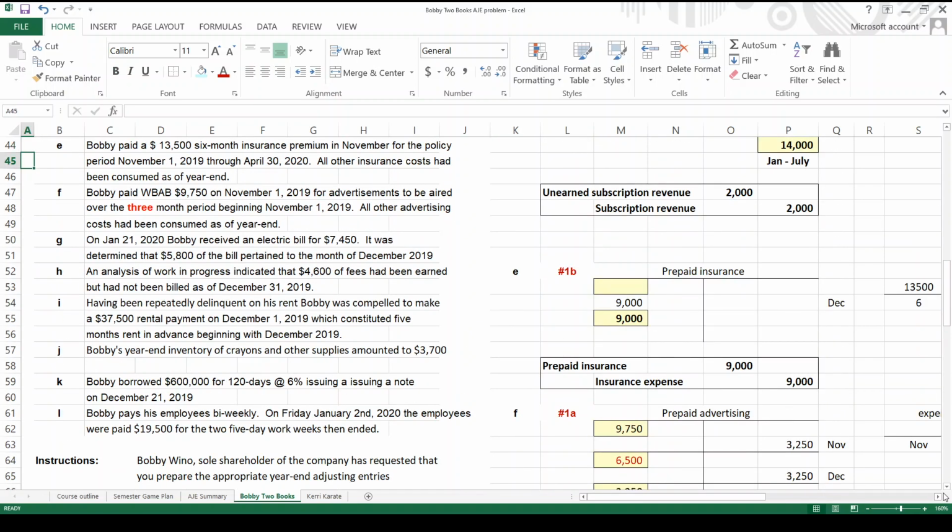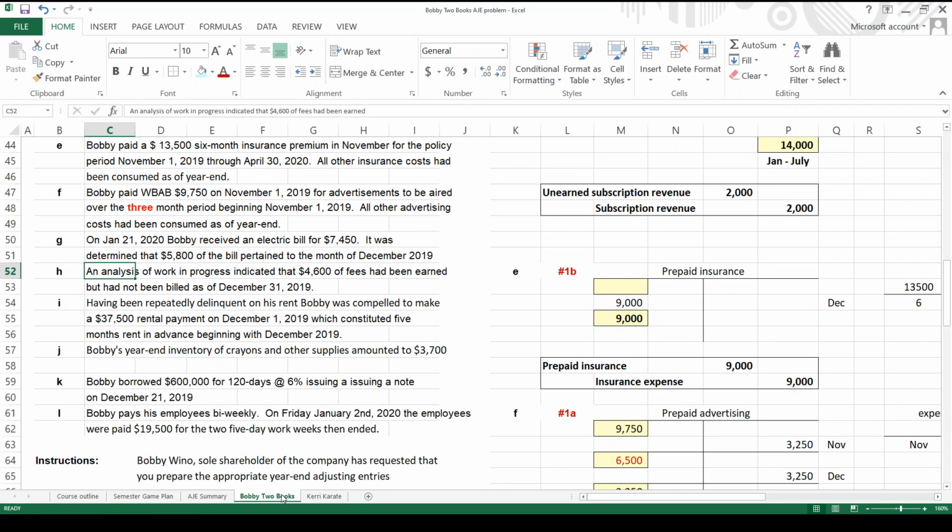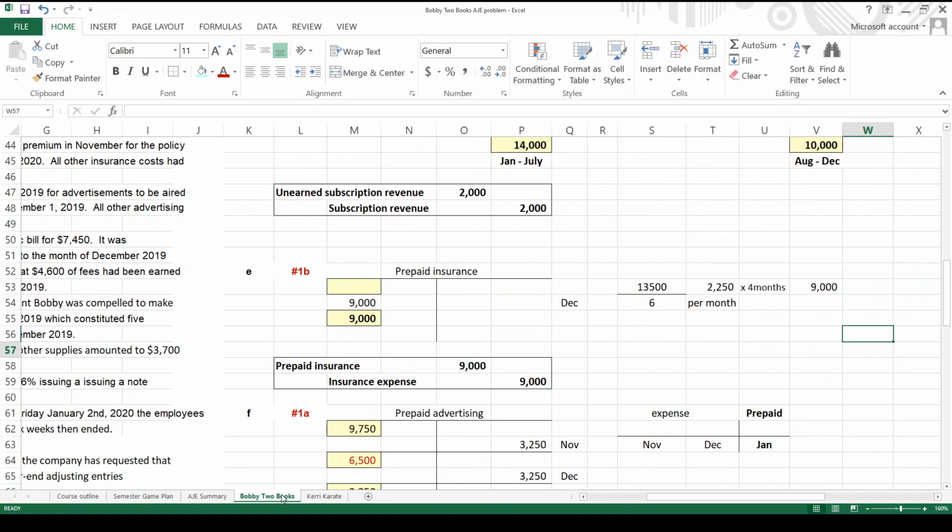We're off to letter H. H is in Dirty Harry. Okay, says work in progress indicated $4,600 of fees had been earned but not billed. This is an unrecorded revenue or income item, which is one of these babies over here, right? So we got a debit, a receivable, and credit, a revenue account. This is a good thing building up. We don't have to make a calculation because the amount is given. What's the amount? $4,600.